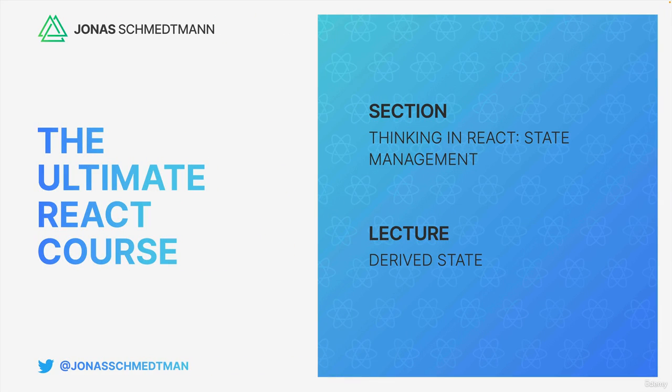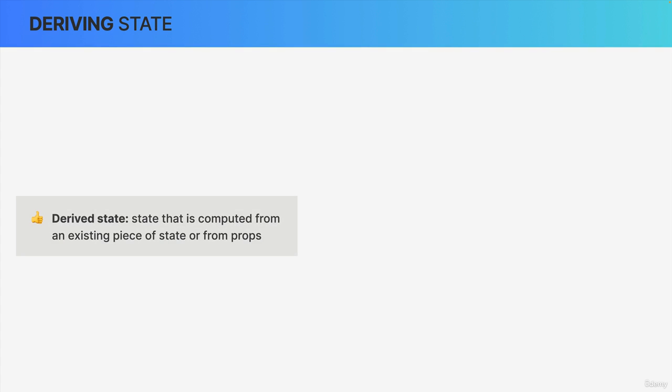Another aspect that I mentioned in the state management lecture was derived state. Sounds complicated, but it's actually pretty straightforward. So essentially, derived state is simply state that is computed from another existing piece of state, or also from props. But let's look at some actual code.